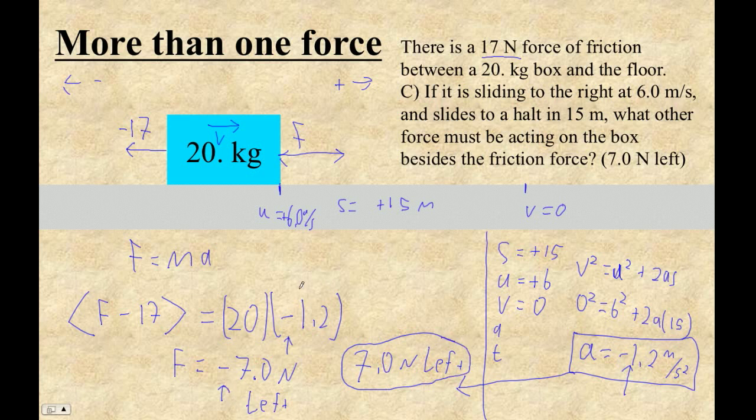What that means, by the way, is that it actually decelerated faster than friction would have done alone. The friction would have decelerated at 17 divided by 20, which is just 0.85 meters per second squared. But here it's decelerating even faster than that, so it actually needed help. It's sliding to the right, and the forces are 17 to the left and 7 to the left. Whatever it is, it could be miniature dachshunds or something pushing to the left. I hope that helps.